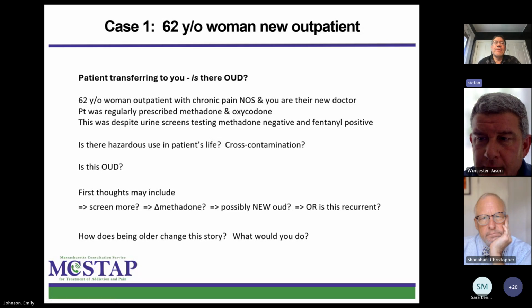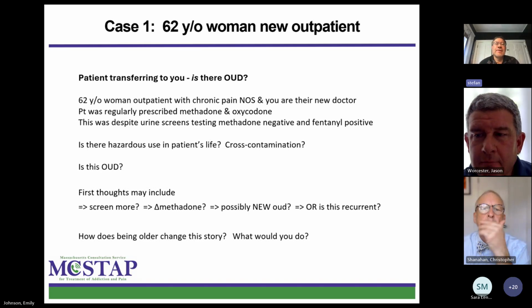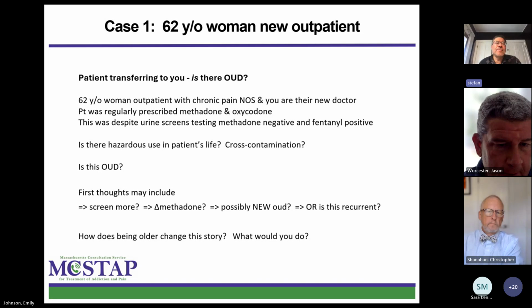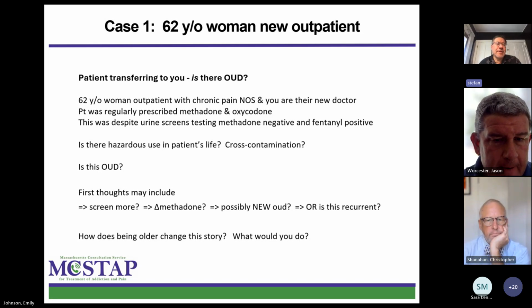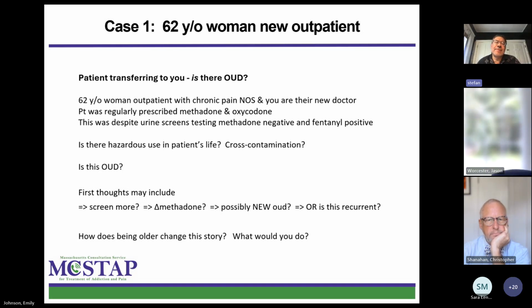Okay. We have one of 4 cases, and I appreciate Jason chiming in whenever you'd like to here. Our first case is a moderately younger elder, 62 years old, who's coming to you new. And the key thing here is they have chronic pain. You're not sure where from. They're not really sure either. It's from all over. The urine test shows methadone is not there, even though they prescribed it. Oxycodone is not there, even though they prescribed it.